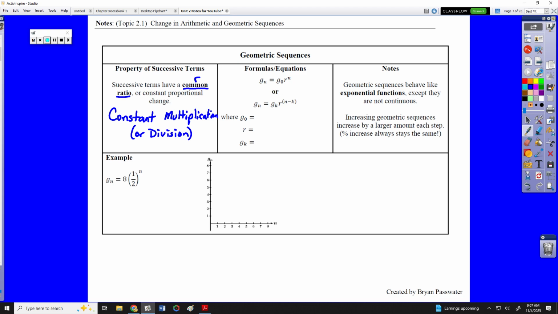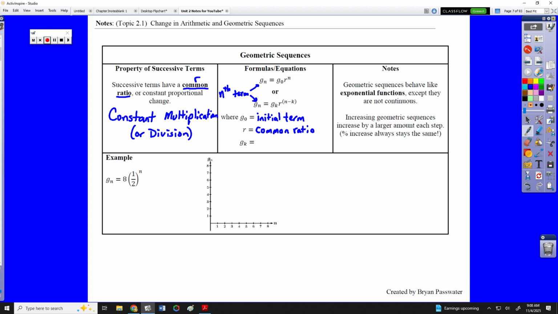Okay? So again, there are two different equations for this, for the nth term. Remember that G sub n is going to be our nth term of our sequence. The first version comes with G sub 0, which is our initial value or initial term, our y-intercept, although we don't really have a y-axis here. And the R is going to be our common ratio. Remember, that is the value we are multiplying by each time. If it's division, R should be a fraction.